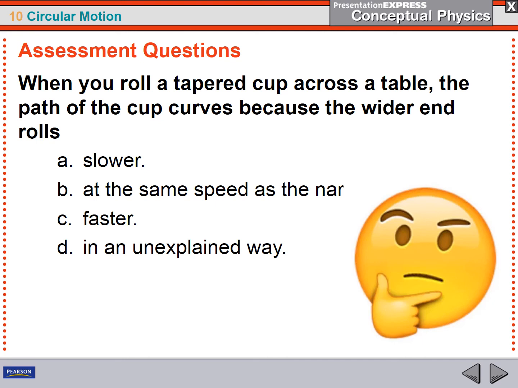When you roll a tapered cup across the table, the path of the cup curves because the wider end rolls A. Slower, B. At the same speed as the narrow part, C. Faster, or letter D. In an unexplained way. That's right. The answer is letter C. The wider end rolls faster.